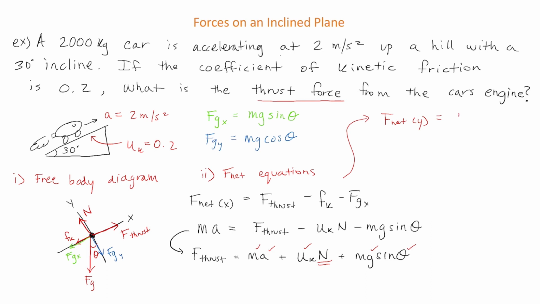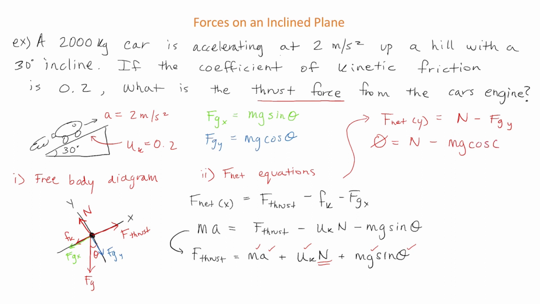So that would be the normal force minus the y component of the force of gravity. And Fgy is negative because it's a vector that points down. Now we can replace F net y with 0 because the car is not moving up or down, meaning there's no net force along the y-axis.